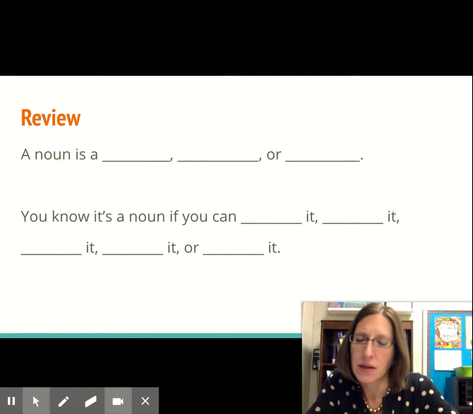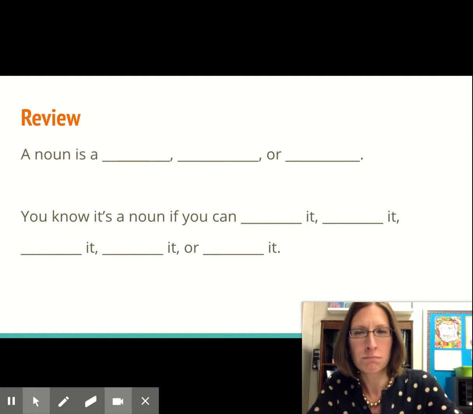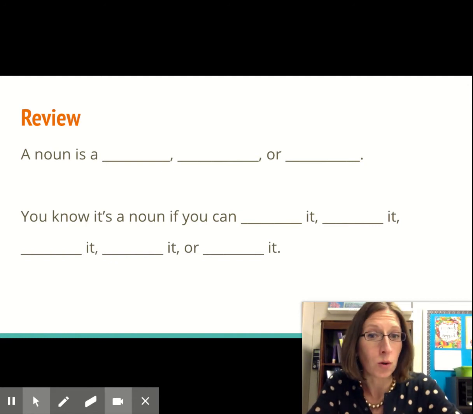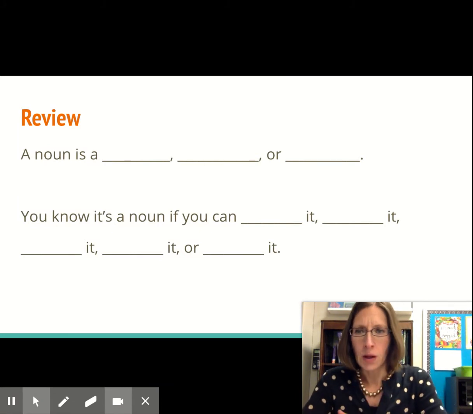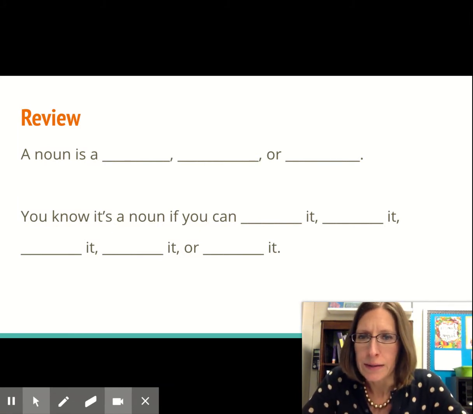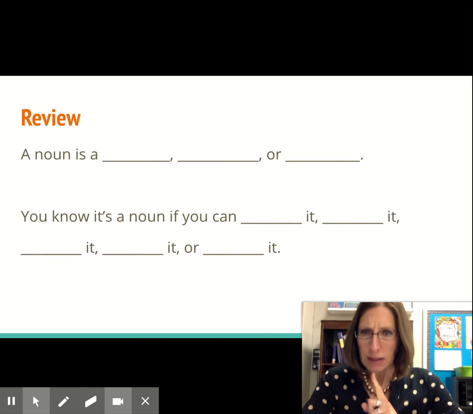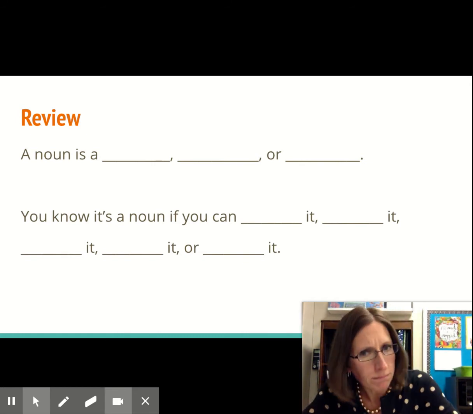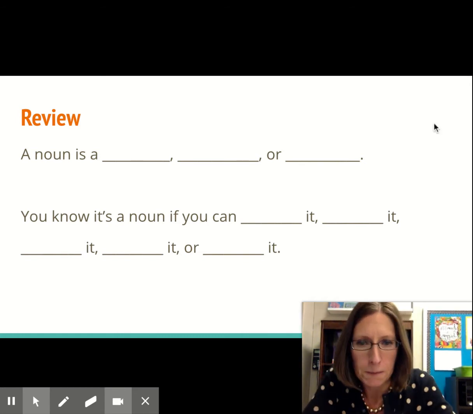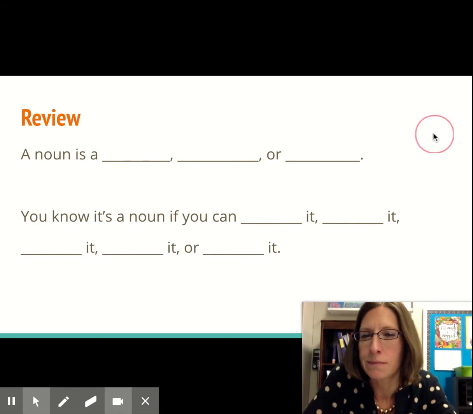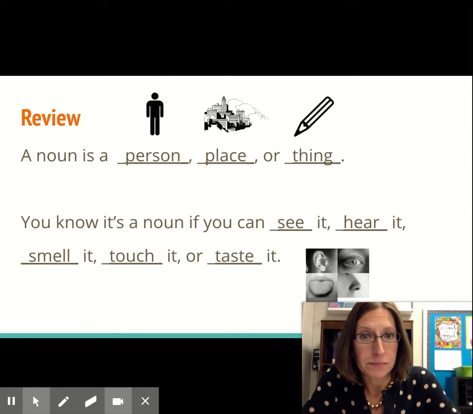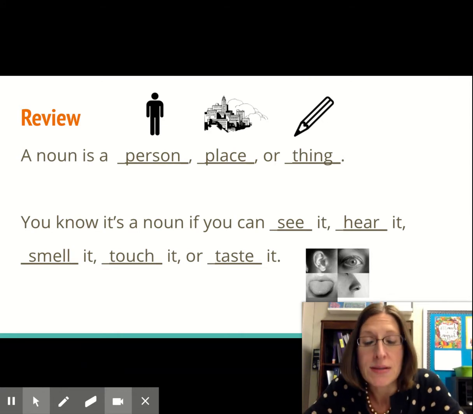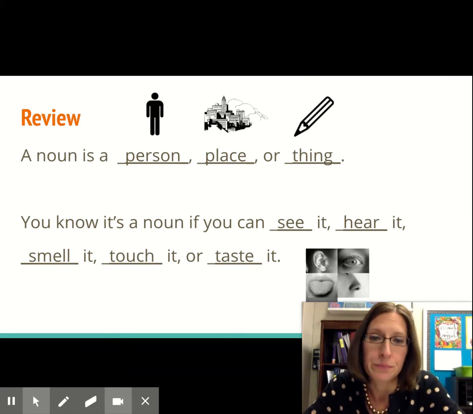So we know that a noun is a... or... What is it? You know it's a noun if you can... What do you think? Were you thinking this? A noun is a person, place, or thing.